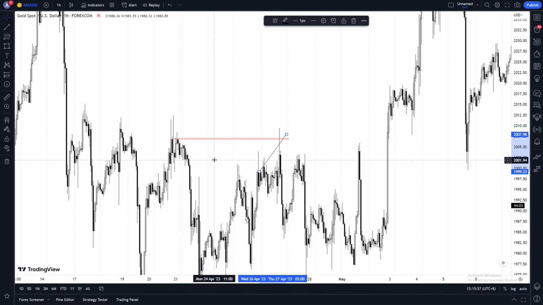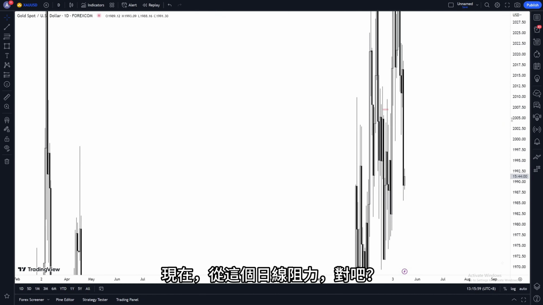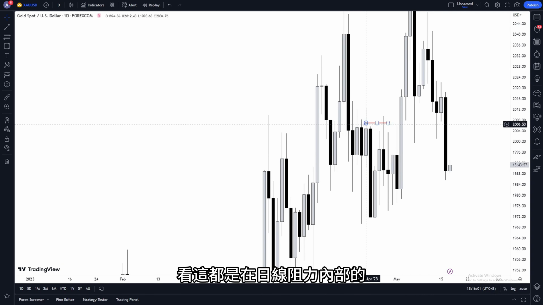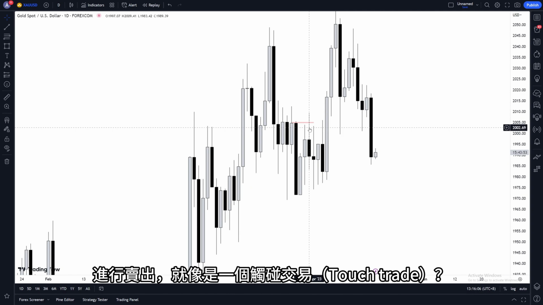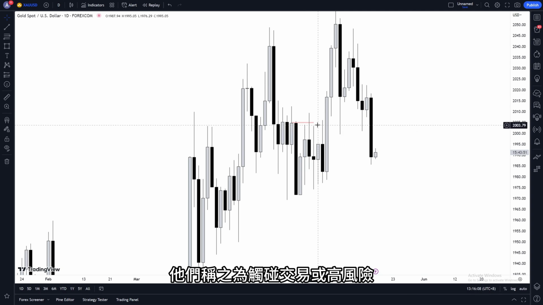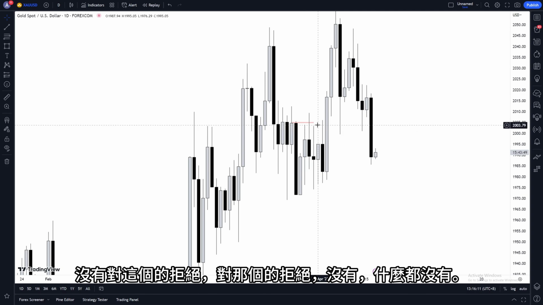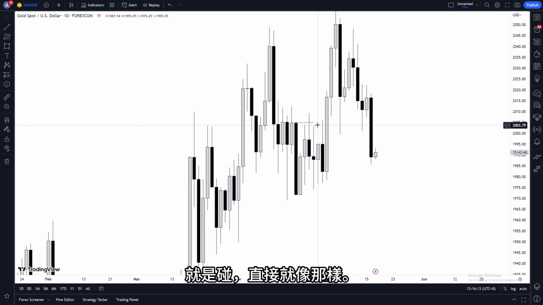Okay, so we've talked about this. Now, from this daily resistance, see how this is all trading from inside the daily resistance. You have to understand, why did I even take a sell from here, just as a touch trade? They call this a touch trade or a high risk entry. There's no rejection of this, nothing. It's just boom, straight away like that. Why did I take it?